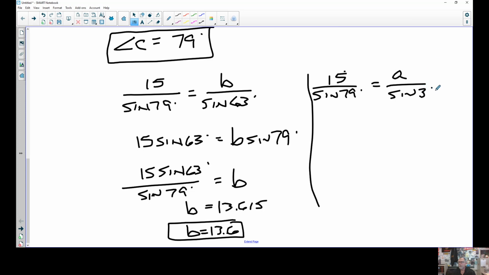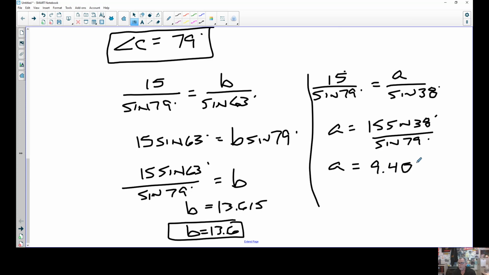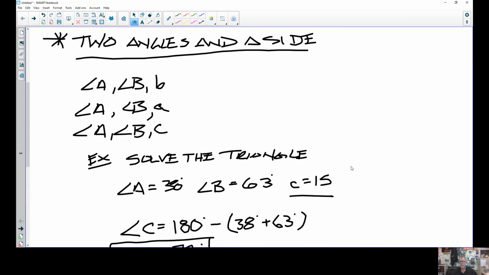So sine of 38 degrees. Now we know A is going to be equal to 15 sine 38 degrees over sine of 79 degrees. When we punch that in our calculator, we end up getting 9.4077. So we'll call it 9.4. And we have our triangle solved. So that's pretty straightforward. When you're given two angles and a side, you can use this process.